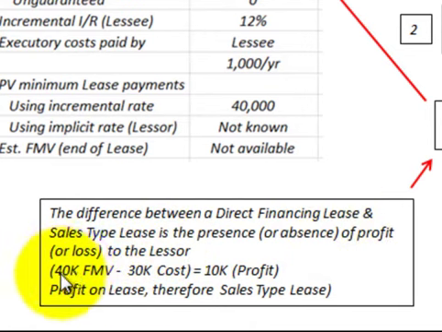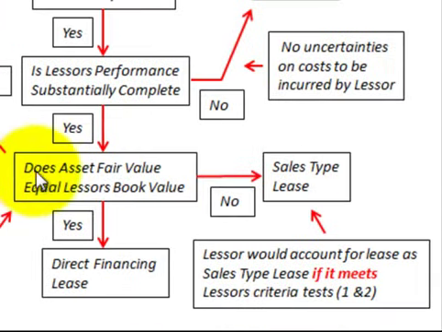So we had the $40,000 fair market value less the $30,000 cost, equals a $10,000 profit on this lease. We got a profit on the lease, therefore it's a sales type lease. So we answered this question, does the asset's fair market value equal the lessor's book value? No, it doesn't. So it becomes a sales type lease. Now, if the fair market value equaled the book value or the cost, then yes, it would be a direct financing lease, or we would not have had any profit in here.